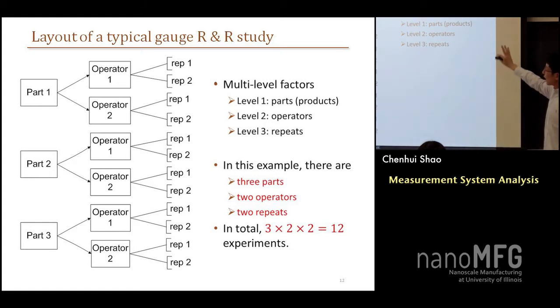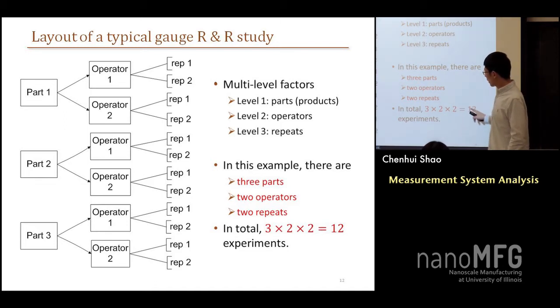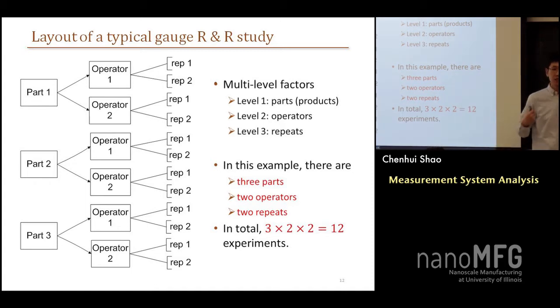So we have three levels of factors. Level 1 is parts, level 2 is operators, and level 3 is repeats. And in this example, we have three parts, two operators, and two repeats. So we have in total 12 experiments, the product of these three numbers. So how do we construct control charts based on this measurement?